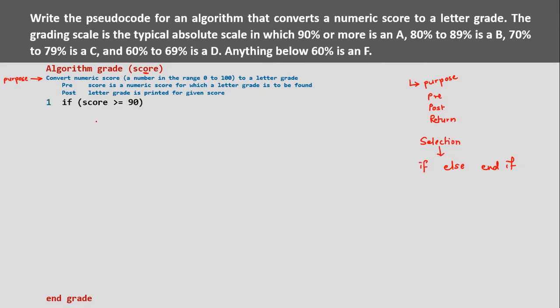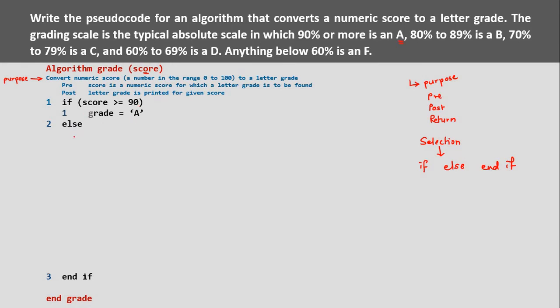So statement number one is the if condition. Associated with this if, we have else and end if. Else is optional, but as we need to check multiple conditions, we will require this else part also. Now, the first condition that we are checking is whether the score is 90% or more. So, if score is greater than or equal to 90, then the grade associated should be A.